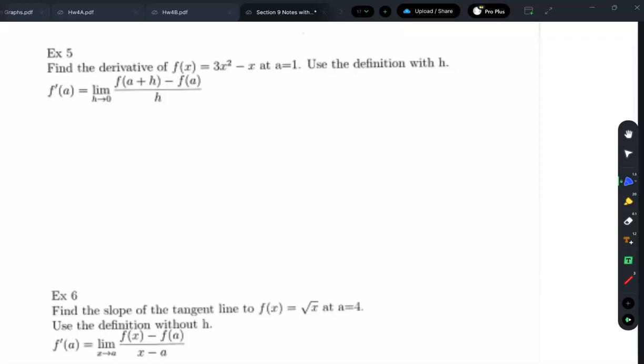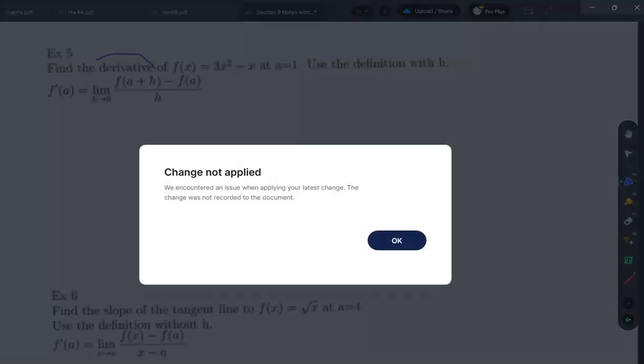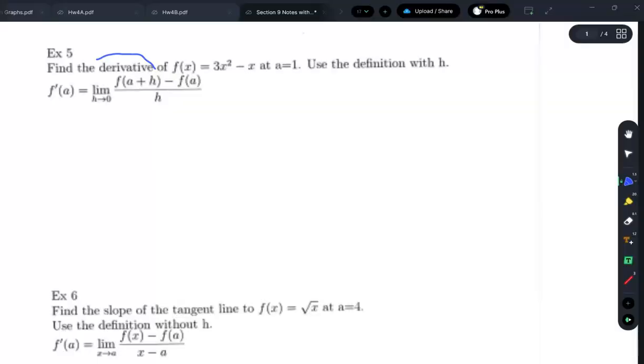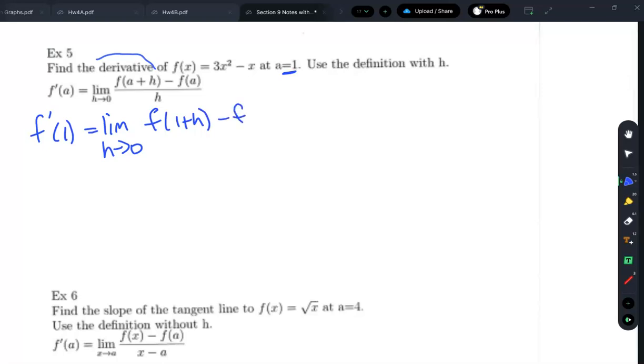All right, we're going to do it. We're going to find the derivative, which means find the slope of the tangent line, which means find the instantaneous rate of change, and we're going to use a as 1 in this definition. So f prime of 1 equals, and I'm going to encourage you to go slow. Just like before, you have to write limit every time. Limit as h goes to 0 of f of 1 plus h minus f of 1 all over h.